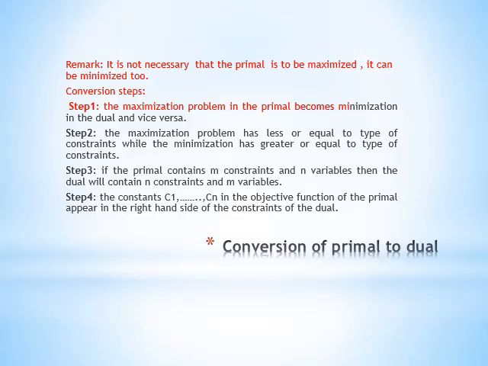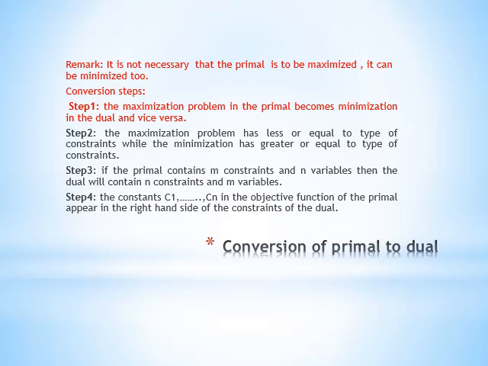Number 3. If the primal contains m constraints and n variables, take that into account. The primal has m constraints and n decision variables. Then the dual will contain n constraints and m variables.